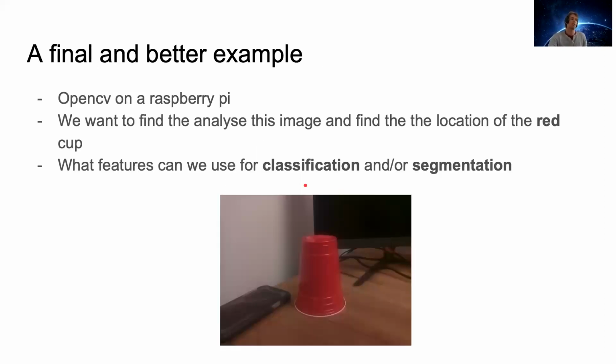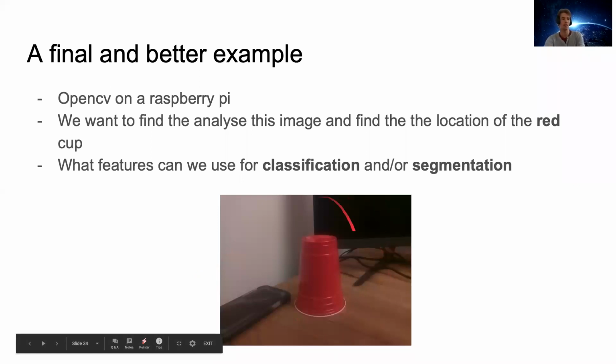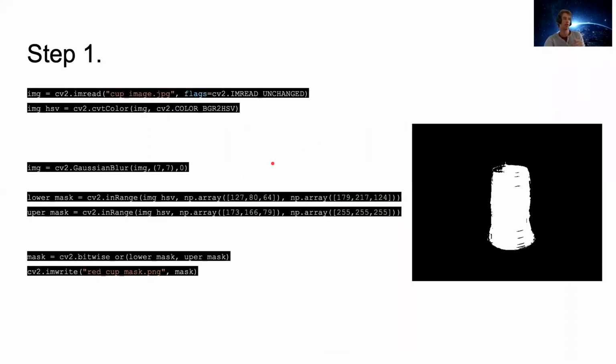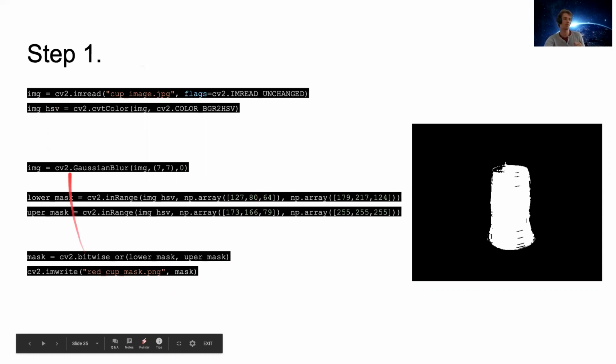So let's take everything we've just talked about and actually apply it, do it properly this time. I showed an example of segmenting out this red cup. Let's actually see how we do it, and let's see if we can arrive at a central point on this object. So this is the code.